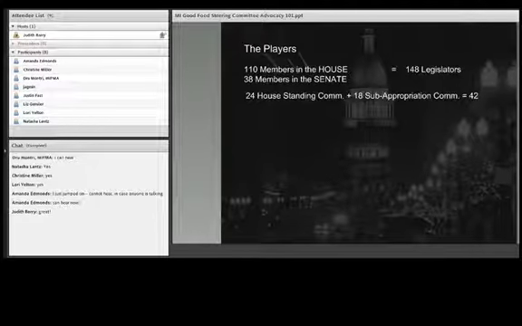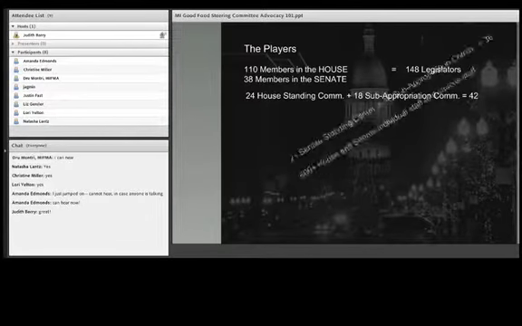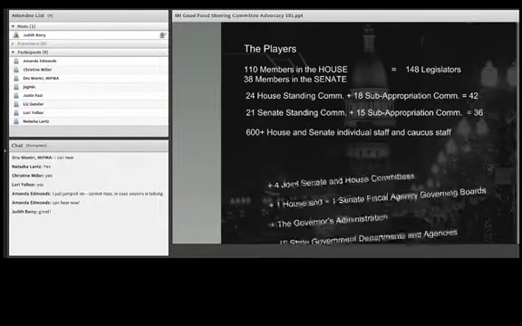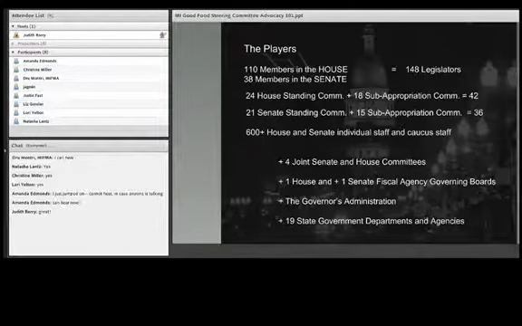But those are organized into 24 standing committees and 18 subcommittees in the House. We have in the Senate 21 standing committees. And by the way, there are over 600 House and Senate individual staff, policy staff, the Legislative Service Bureau, and the House and Senate fiscal agencies. Those three groups I just mentioned are nonpartisan and independent. You have the governor's administration and all the departments.